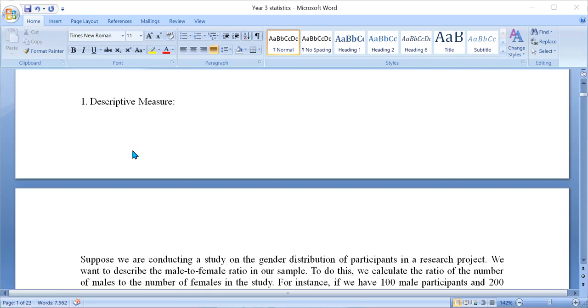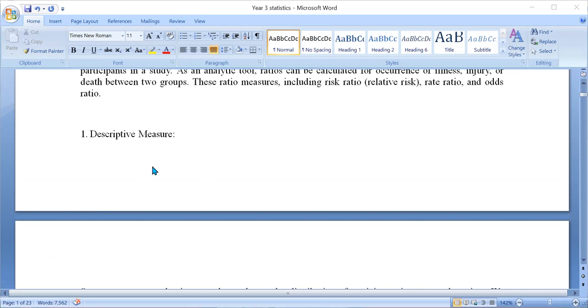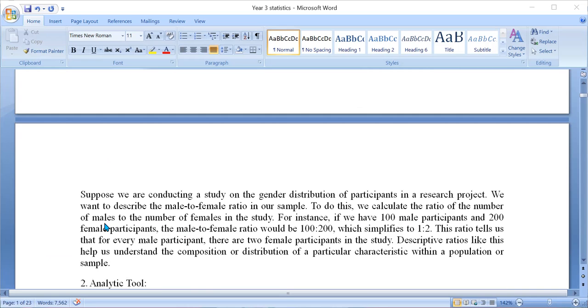Take, for example, the use of ratio as a descriptive measure. Suppose we are conducting a study on the gender distribution of participants in a research project. We want to describe the male to female ratio in our sample. To do this, we calculate the ratio of the number of males to the number of females in the study. For instance, if we have 100 male participants and 200 female participants, the male to female ratio would be 100 is to 200. For every 100 males, there are 200 females.